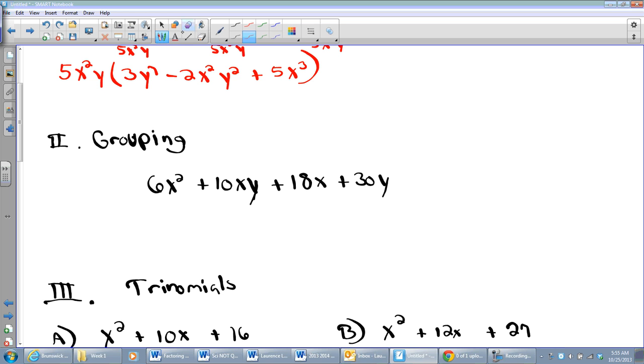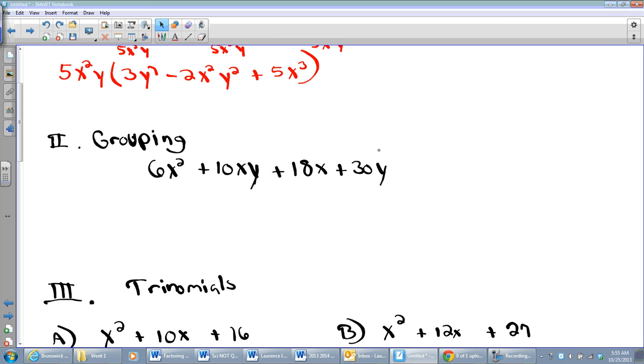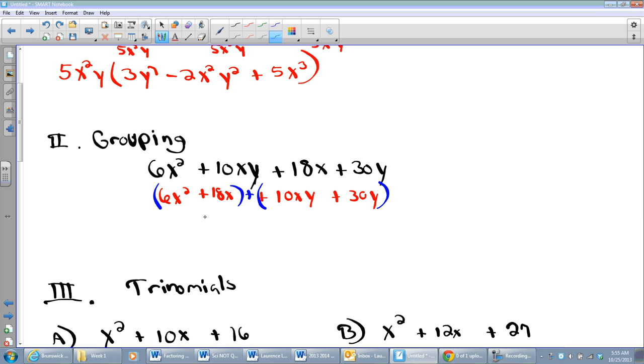All right, this one here, grouping. Remember, I can rewrite the order if I choose to. I think we'll move this up a little bit, and I do think I want to rewrite the order. I'm going to rewrite it as 6x squared plus 18x plus 10xy plus 30y. I could have grouped it the way it was written because there was a GCF with each pair, the 6x squared and the 10xy and the 18x and the 30y. But in this case, it just seemed to stand out to me that I should group it with these terms together. Not wrong to do it the other way.